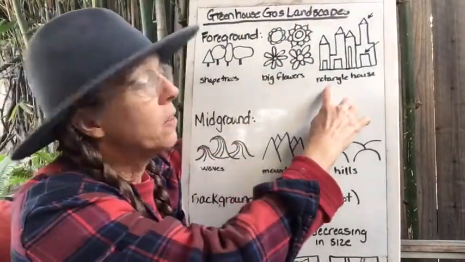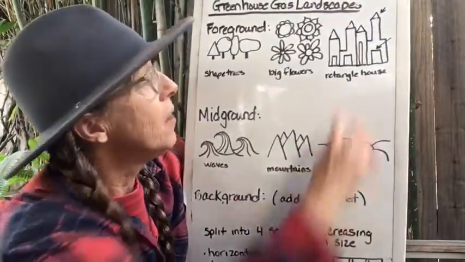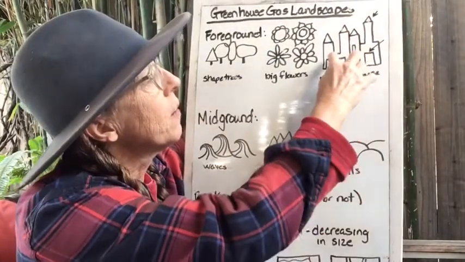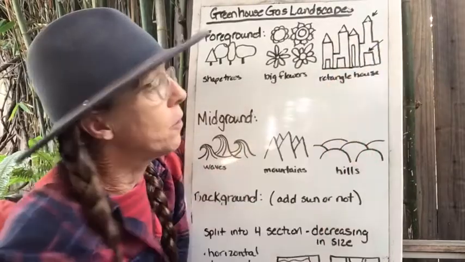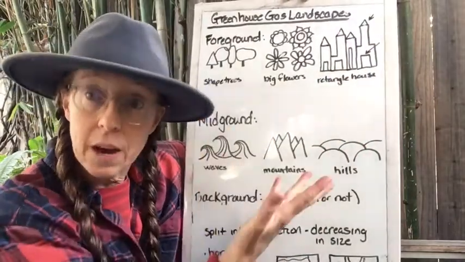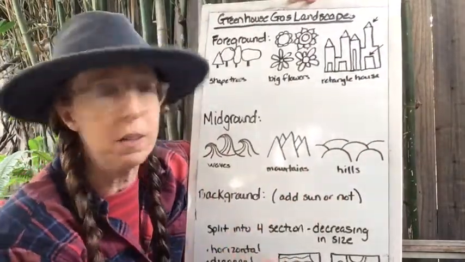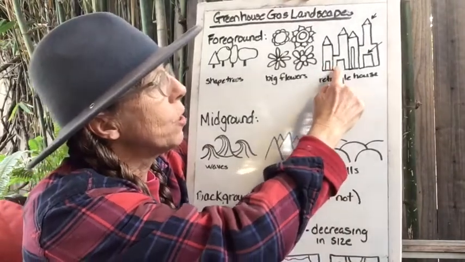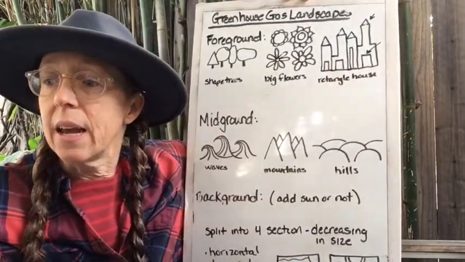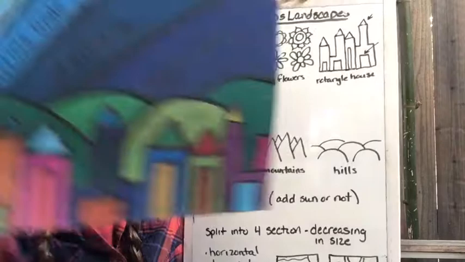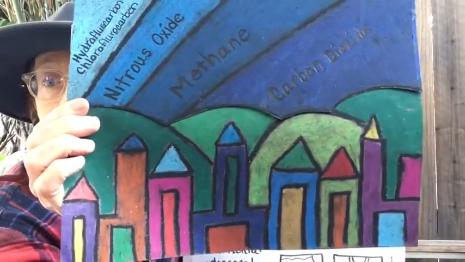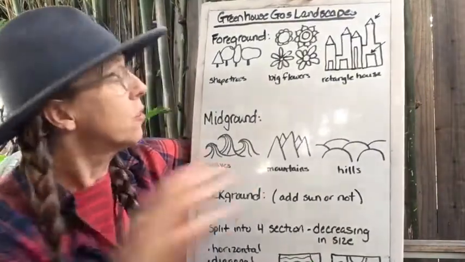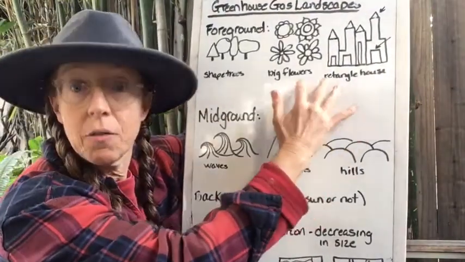And then the last is rectangle houses as a choice. And you can see these are all rectangles. This one kind of has a notch on it and goes up. So you can do all different sizes of rectangle houses. What I did, so the houses had more color because I love color, I gave each house a door. And when I colored them in, I gave the roof and the door and the house each a different color. So those are your choices for the foreground.